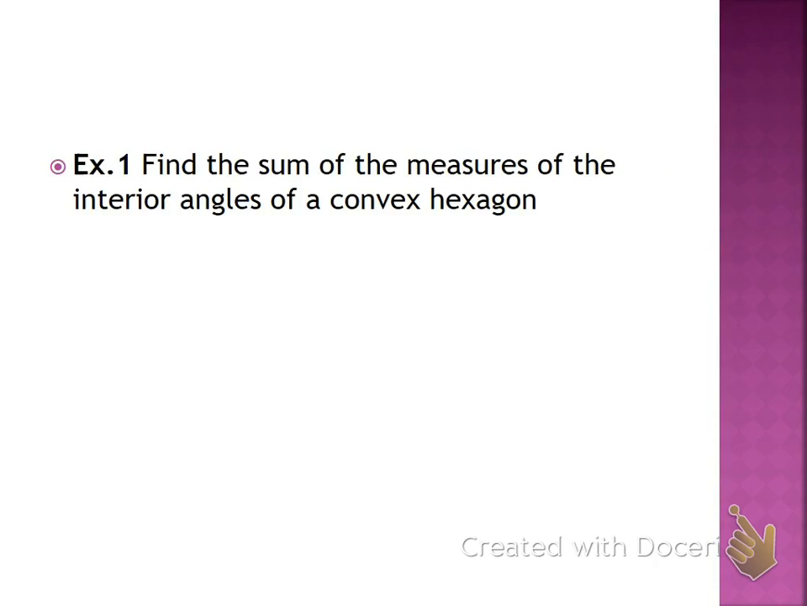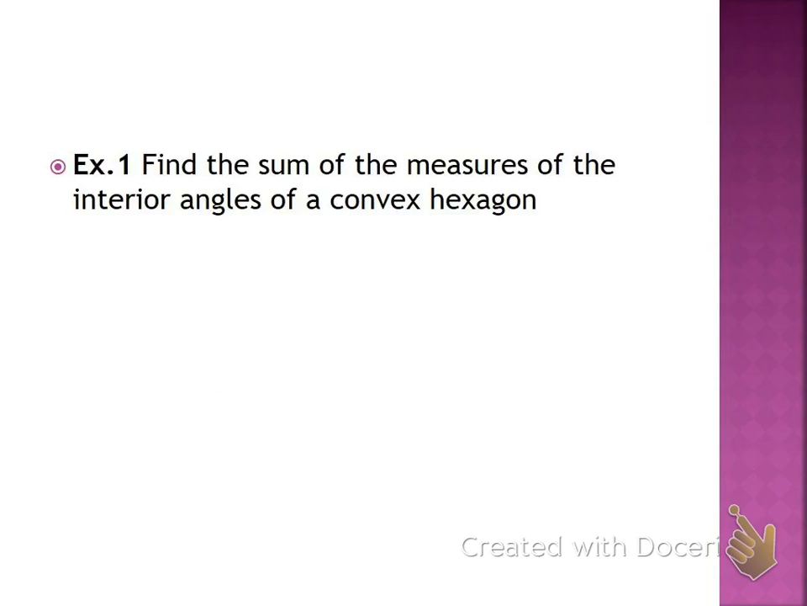Find the sum of the measures of the interior angles of a convex hexagon. Now, we haven't really talked about convex versus concave recently. Do we remember what convex means? Good. All the angles point out, meaning I'm not going to have a shape where they would point inward on each other like this. Okay, we can't have it point inward. This only works if all the angles go outward.